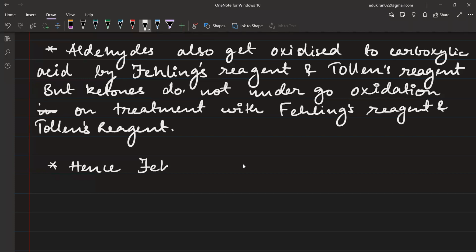So what's the reason that ketones don't undergo oxidation? Ketones do not have alpha hydrogen. That is why they don't undergo oxidation easily. Fehling's reagent and Tollens reagent, both of them are mild oxidizing agents, not strong oxidizing agents. Even in the presence of strong oxidizing agent, ketones need some heat because they have to break the C-C bond.